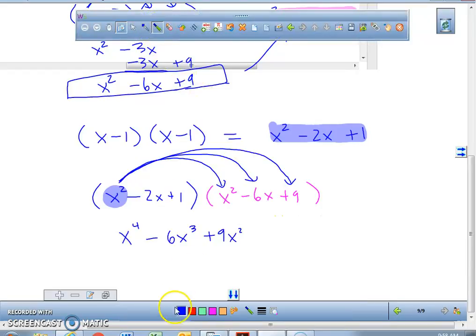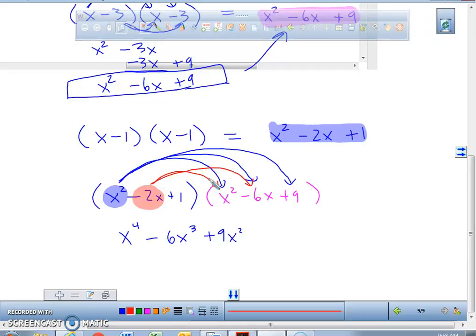Now, change color. We're going to go red. Here we go. We're going to do negative 2x times an x squared, a negative 2x times a negative 6x, and a negative 2x times a 9.